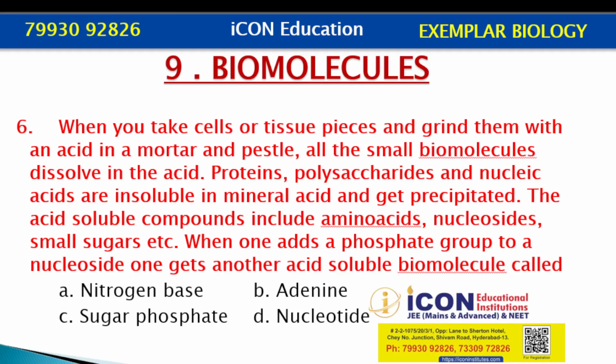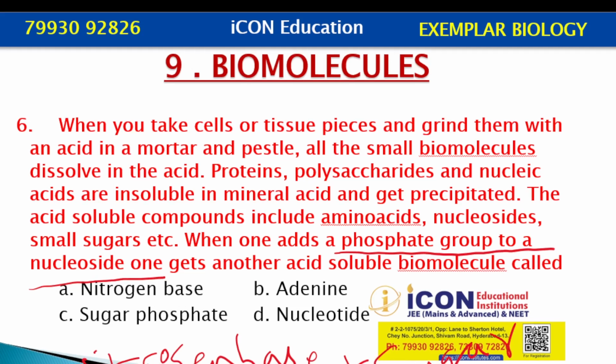See, here they are giving a lengthy question just to consume your time. Here the main line is phosphate group is added to a nucleoside. So nucleoside is formed by nitrogen base plus pentose sugar. If phosphate is added to it, then it will become a nucleotide. So the correct option is option D, nucleotide.